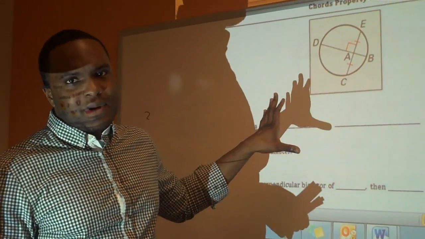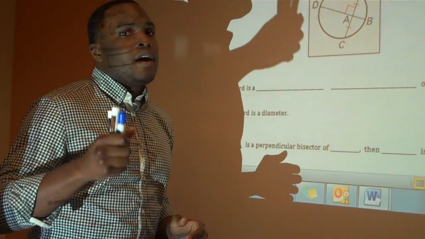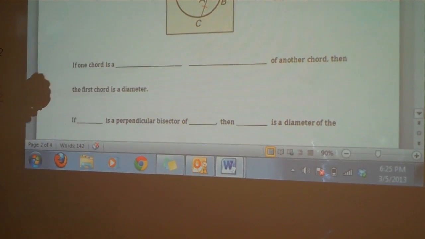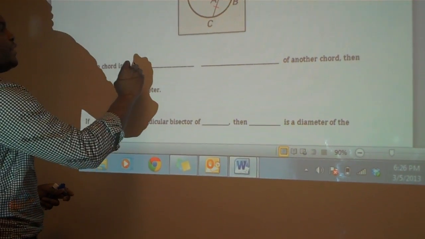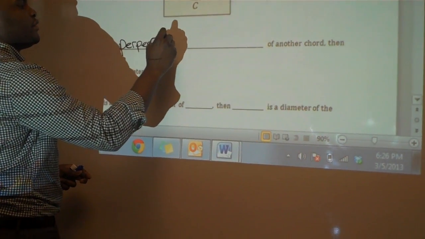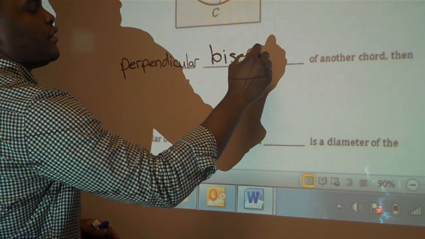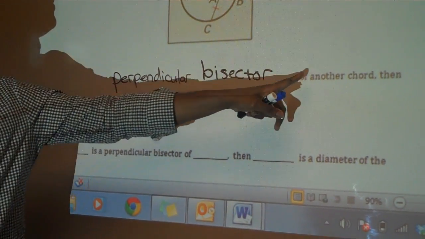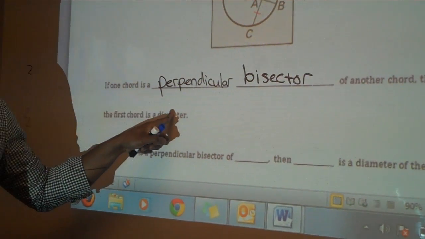We're going to jump into the terminology of this property, but don't let these big words, so to speak, throw you off. So, follow along with me. It says, property number 2, the words are perpendicular bisector. If one chord is a perpendicular bisector of another chord, then that first chord is a diameter.